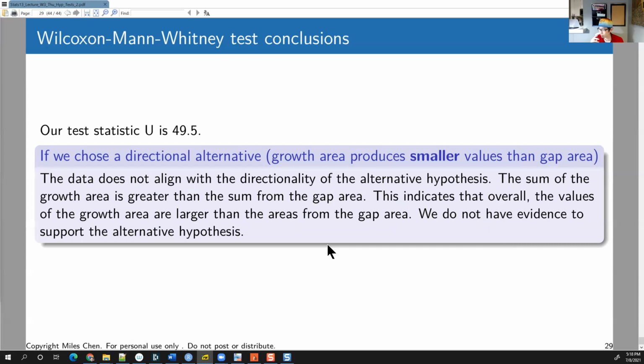So this means overall, the values from the growth area are larger than the values from the gap area. And we would just say we don't have evidence to support the alternative hypothesis that the growth area produces smaller values than the gap area. Okay, and that would be it. We're going to just say we don't have evidence to support the alternative. We don't reject the null hypothesis in that case.